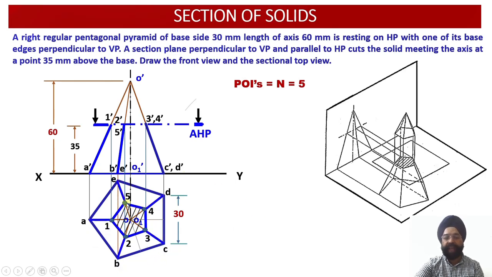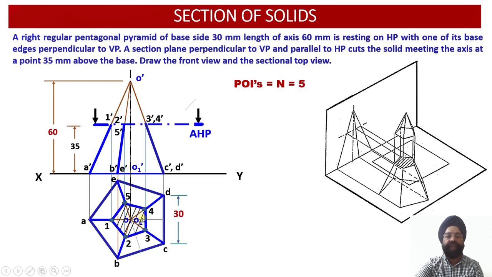And now having obtained this, I need to join the remainder portion of the slant edges. I need to join all these POIs with the corresponding base points. So POI 1 has been joined with base corner A, POI 2 has been joined with base corner B, POI 3 has been joined with base corner C, POI 4 has been joined with base corner D, and POI 5 has been joined with base corner E. So this way I have been able to complete the top view of the frustum of the pentagonal pyramid. This is the front view of the frustum of the pentagonal pyramid, right?